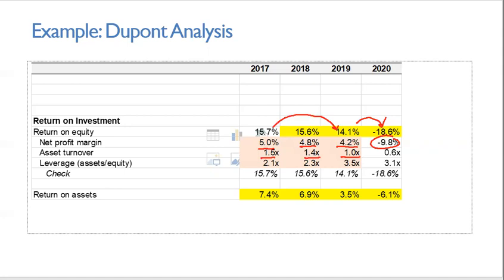No? He was trying to offset it by increasing leverage. No, they were actually trying to offset that decrease by increasing leverage, but it's not enough. Right?